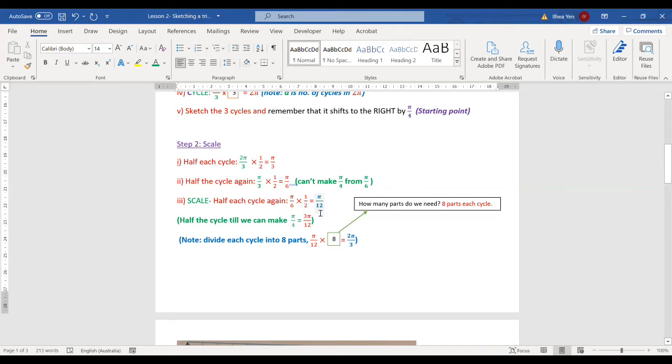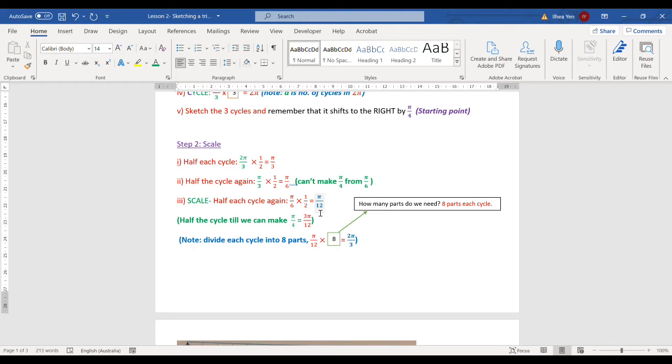Now, pi over 12 may not be like pi over 4, but we can convert pi over 4 from pi over 12. For example, 3 pi over 12 is pi over 4. So pi over 12 is our scale. Because we halved again, our parts in each cycle are not going to be 4 parts anymore. It's going to be 8 parts. It's going to be more because you halved it again.